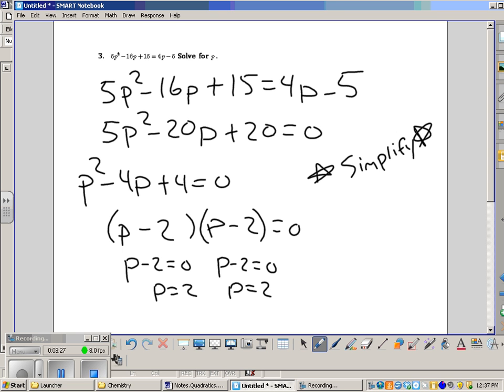Coincidentally, if you were asked to graph this, it is tangent to the x-axis at 2, and the y-intercept is 20. Might be good to know that.